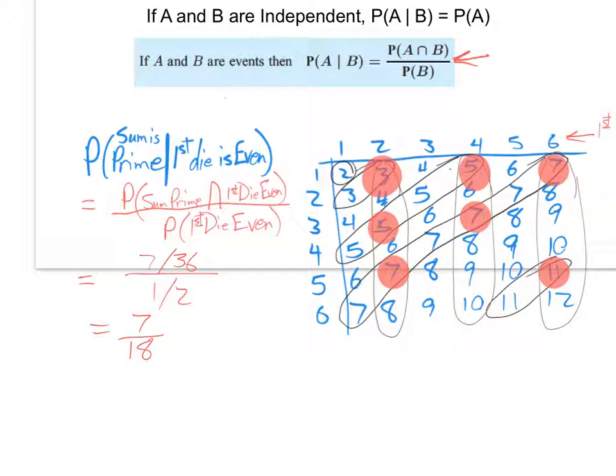of having a prime sum given that the first die is even.